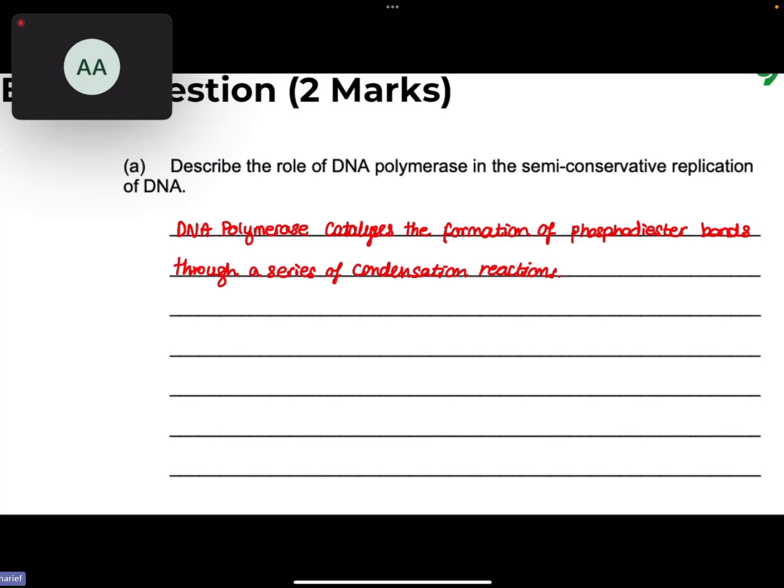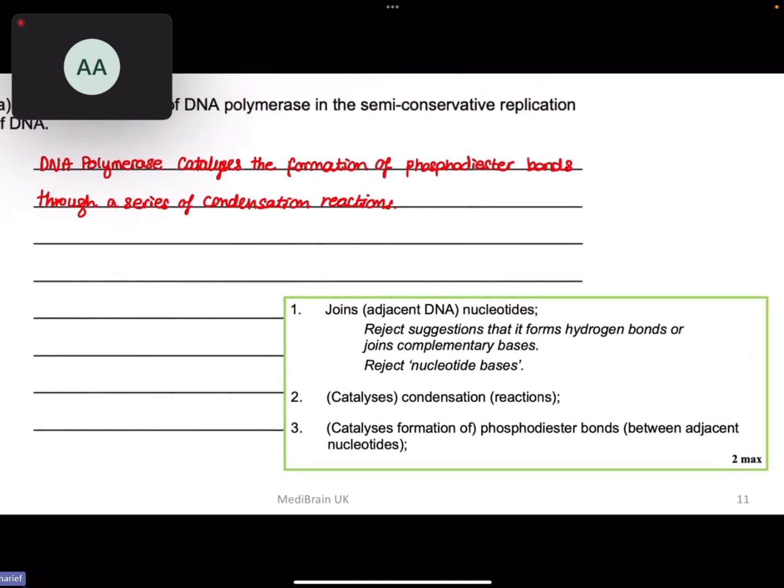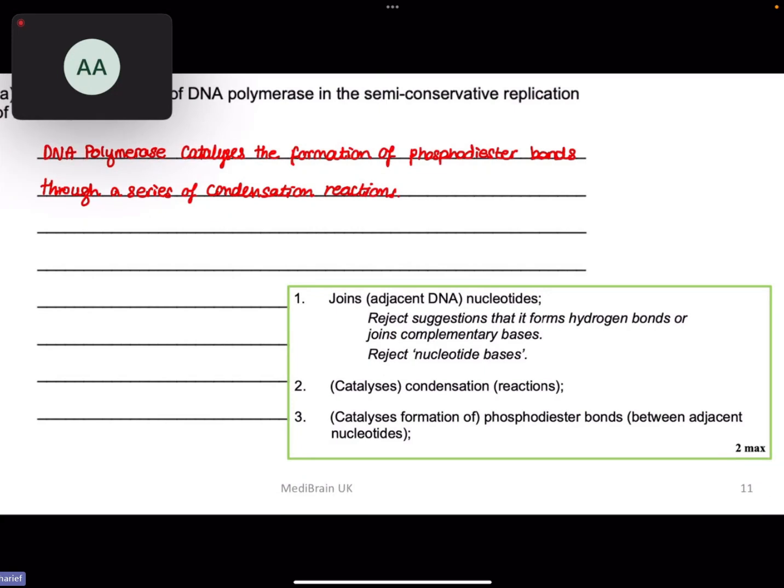Okay, because in my template answer that I had, it had DNA polymerase, it had condensation reaction, and it had phosphodiester bonds. So if a question like this came up, I would literally follow that path and include everything, just to make sure. Okay, so joins adjacent DNA nucleotides. So we've actually missed that point, because I think I was on the condensation reaction and phosphodiester bond, but there are 3 marking points. We've got condensation reaction and we've got phosphodiester bond. This is also a very important point that I've missed out there.